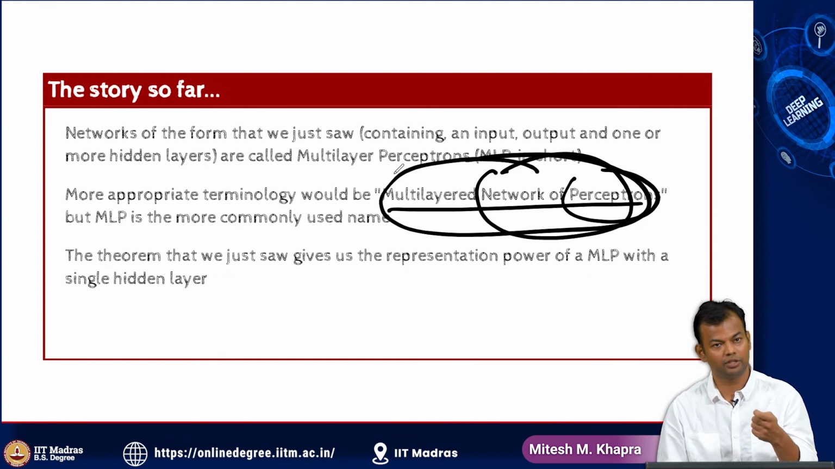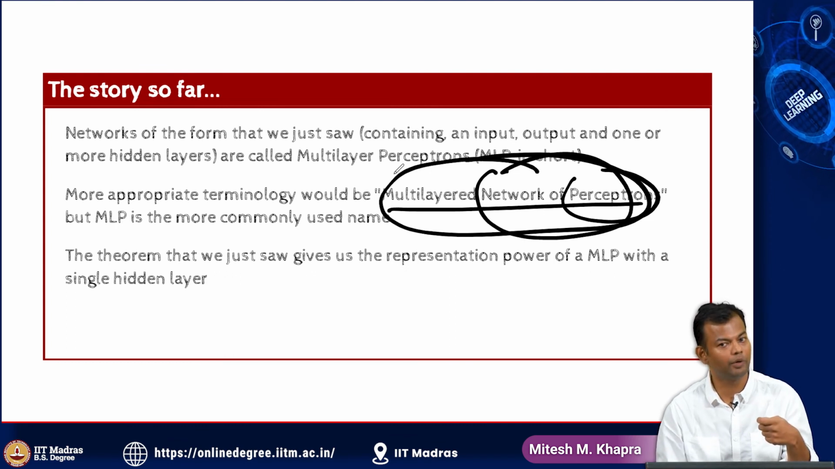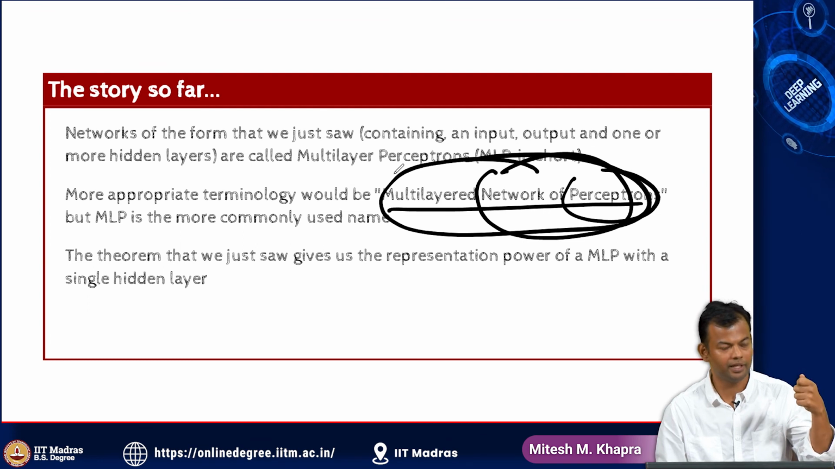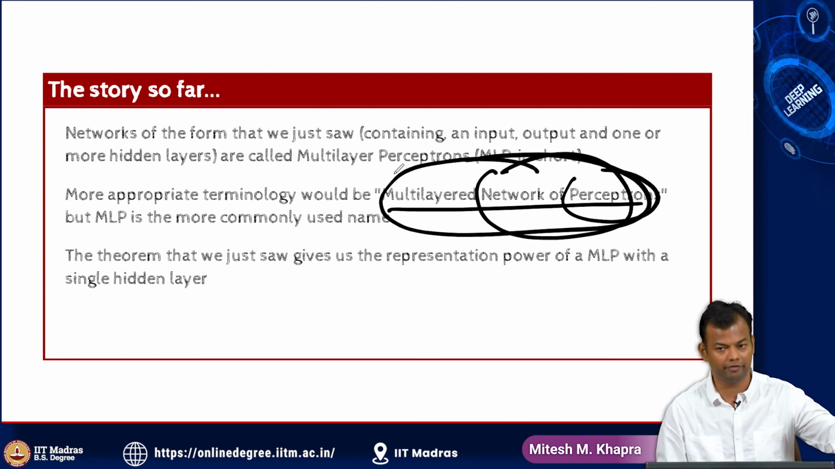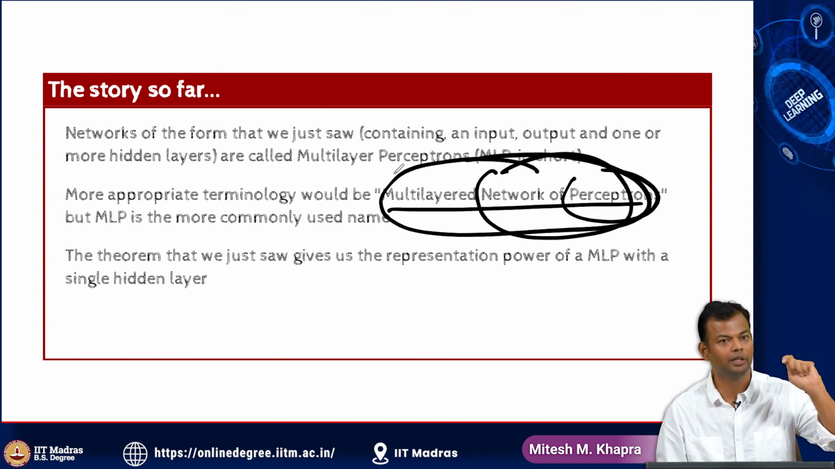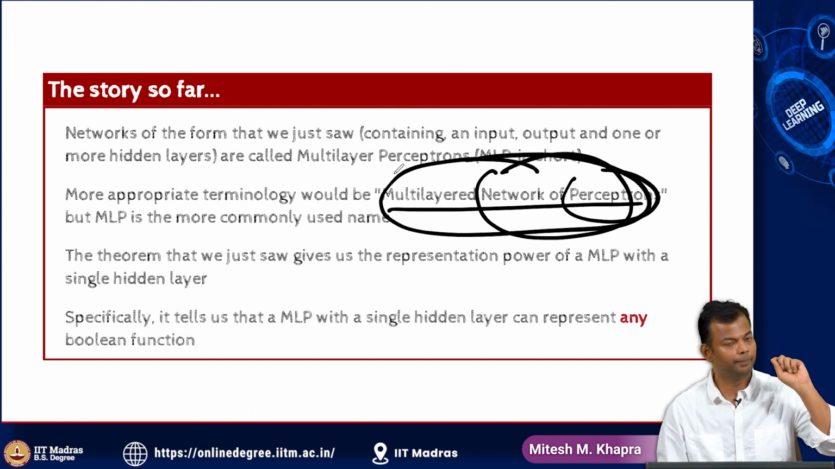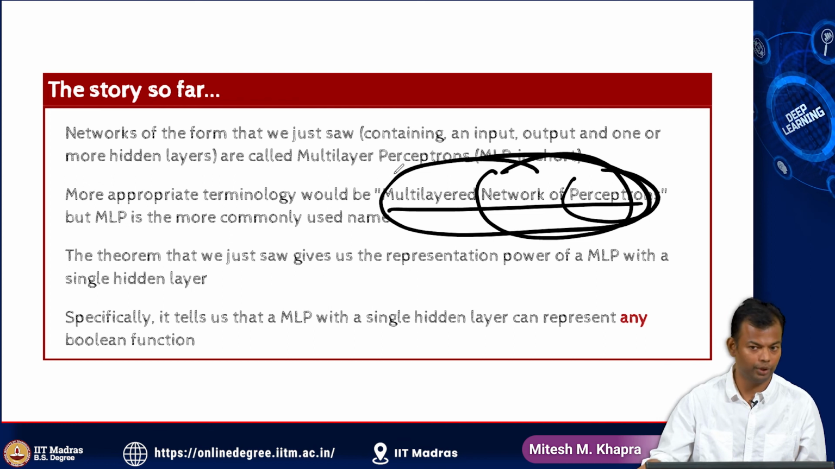The theorem we just saw gives us the representation power of an MLP. What does that mean? What kind of functions can it represent? It says that it can represent any Boolean function. That is the representation power with a single hidden layer. So that is all that we have for today.